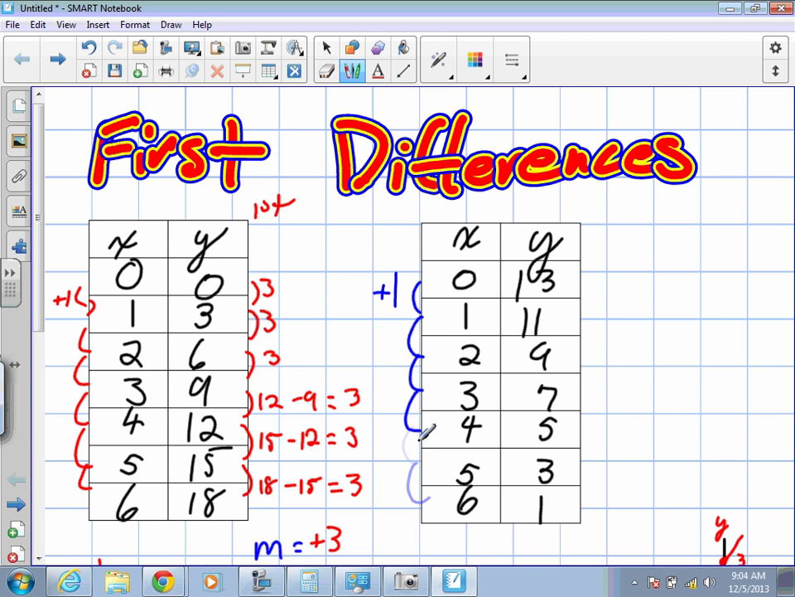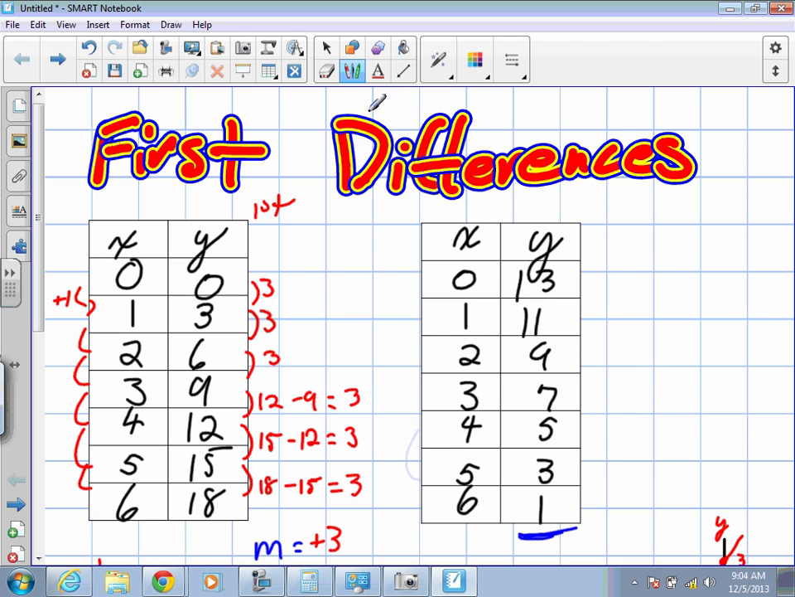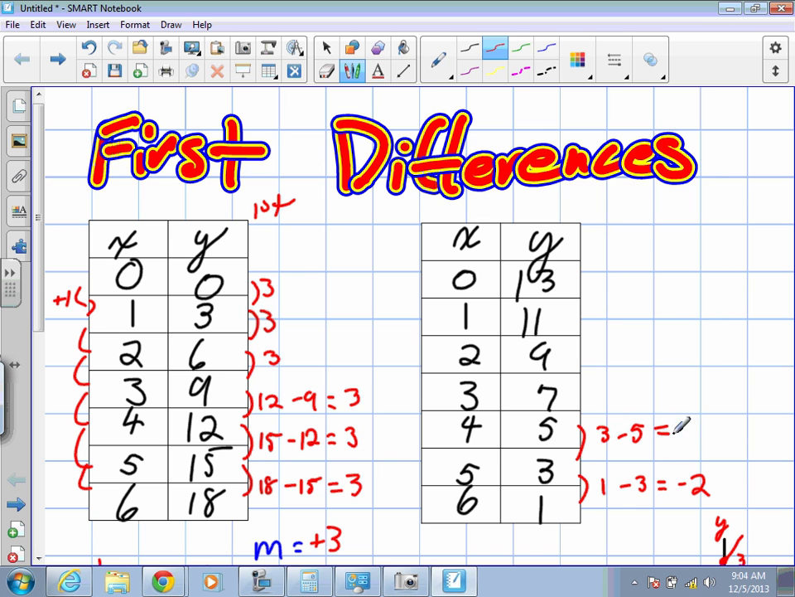Now that we've done that, we're going to take our largest y value here, where our x is farthest along, and we'll subtract. So I have 1 subtract 3 equals negative 2. What is 3 subtract 5? 5 subtract 7.